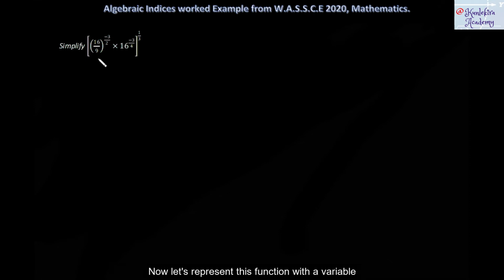Now let's represent this function with a variable. Let's call it a, times this with another variable b. Now all will be raised to 1/3.